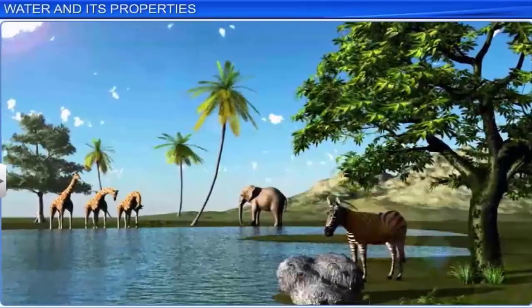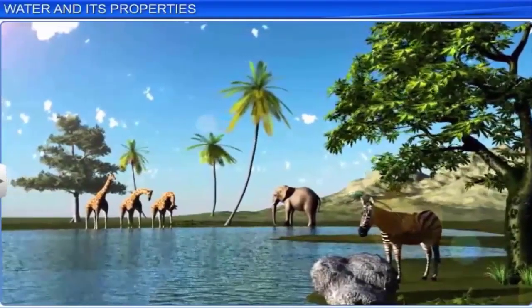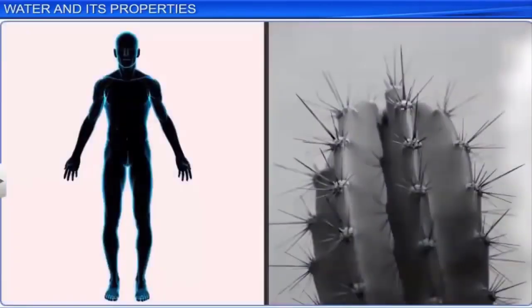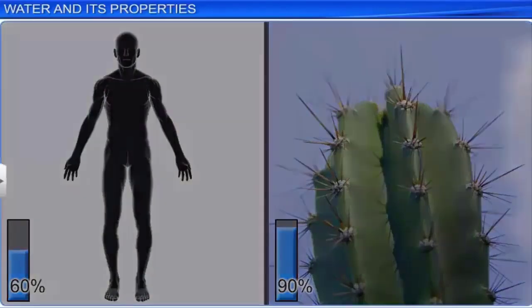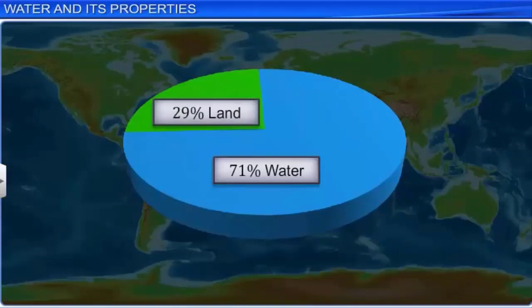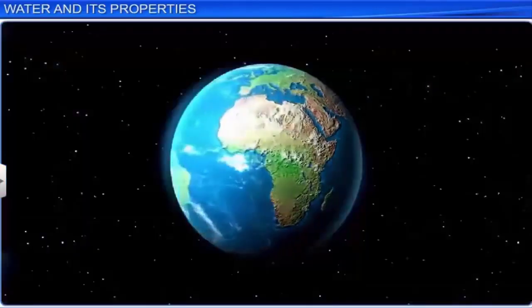We all know that water is essential for the survival of all forms of life. It forms a major part of all living organisms. 60% of the human body is made up of water. And in some plants, this quantum goes up to 90%. Water covers 71% of the Earth's surface. However, the distribution of water over the Earth's surface is not uniform.